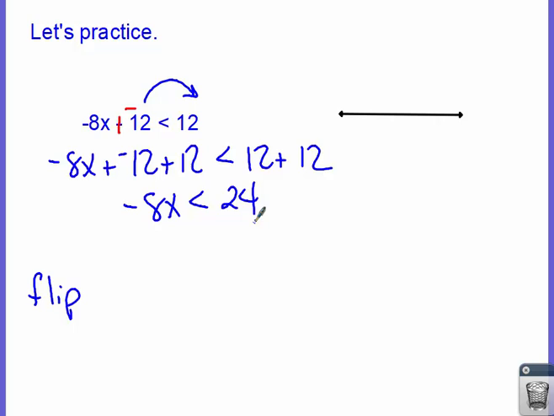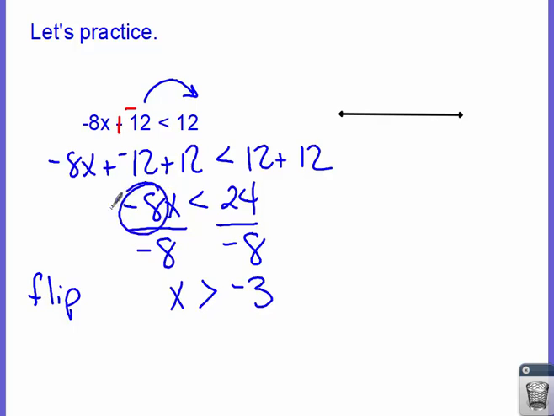Okay, so now at this point is when I've got to start thinking about the flip, because now I'm dealing with the coefficient. So to get rid of a multiply by negative 8, I'm going to divide by negative 8. And I end up with x, and then 24 divided by negative 8 is negative 3. But my inequality is going to go from a less than to a greater than because my coefficient was negative. Okay, so now we graph it. I've got a negative 3. It's going to be an open circle on negative 3, and I need values that are greater than negative 3.